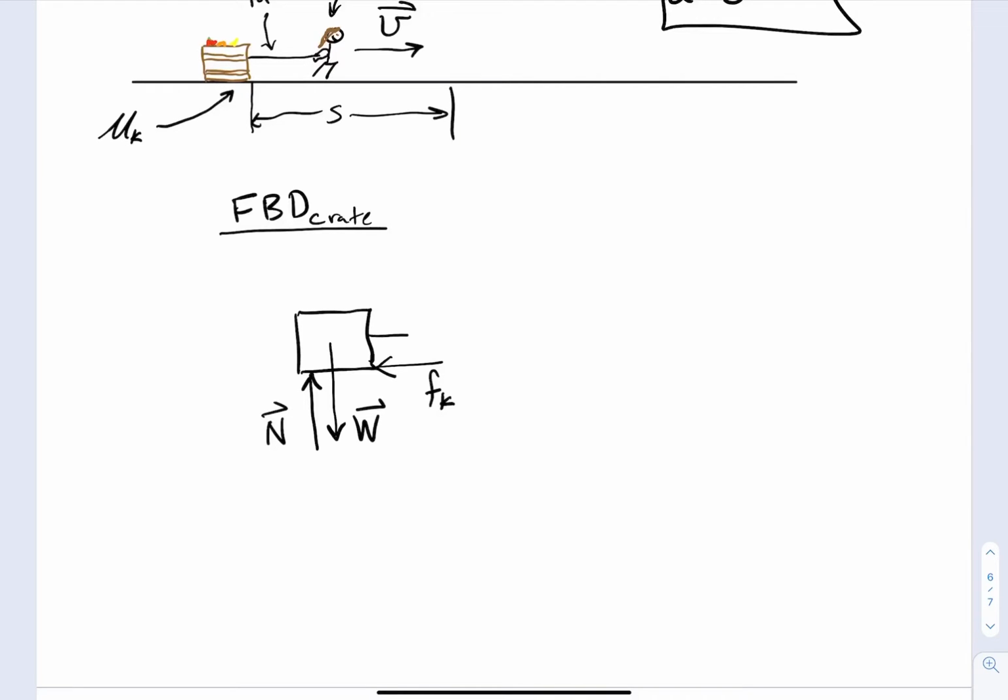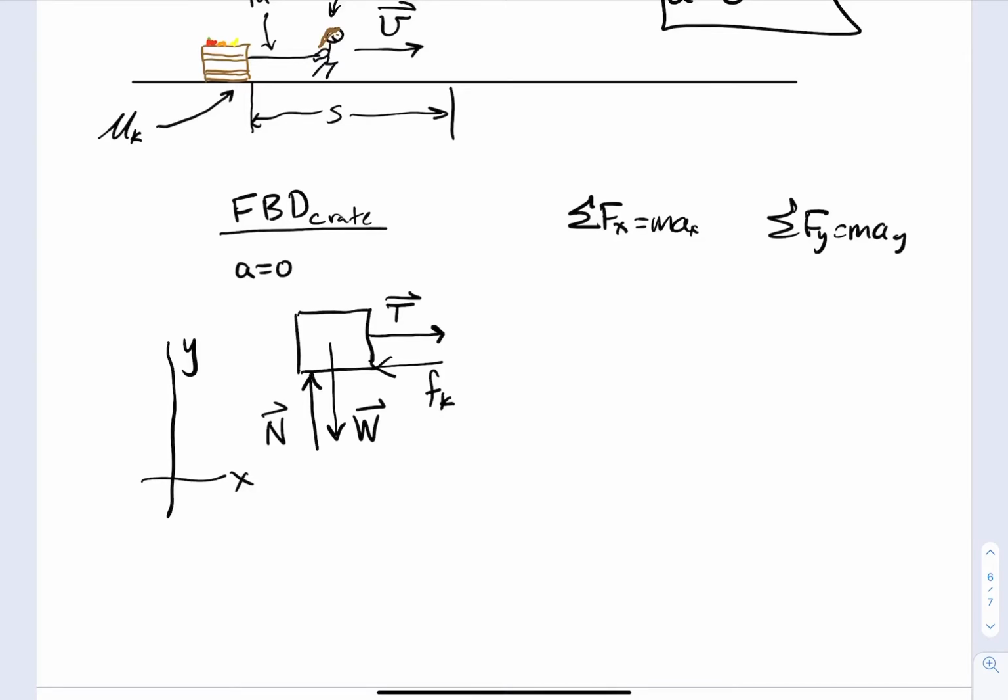But we know that Ryan is exerting a tension force on the crate, like so, and I drew them the same because we were given that A is 0. So all these forces should equal out. I'm also going to put a coordinate system, like always, and this will allow us to determine what we need. Anytime we do a free body diagram, it should be second nature to sum the forces in both directions. Both A's are 0 in this case, constant velocity.